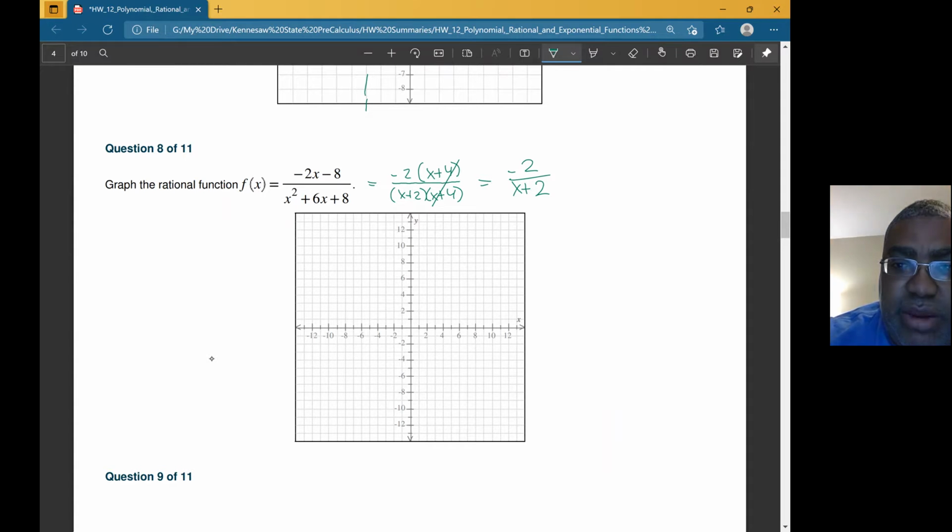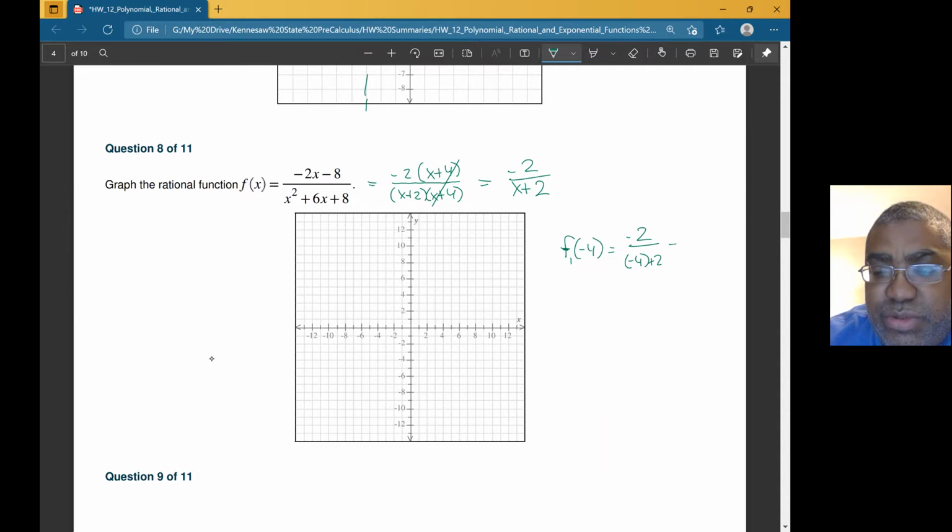So I plug this in here. So do f of negative 4. Actually, I'll do f sub 1 of negative 4. F sub 1 will be this new function. So this is negative 2 over negative 4 plus 2, which is equal to negative 2 over negative 2, which is equal to 1. So at negative 4, comma 1, there is a hole.